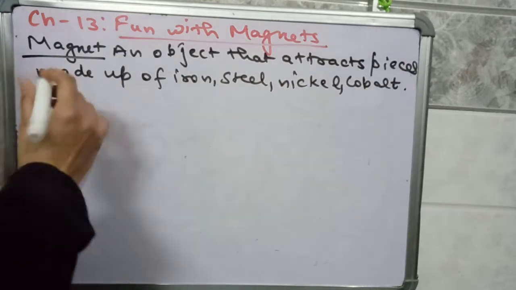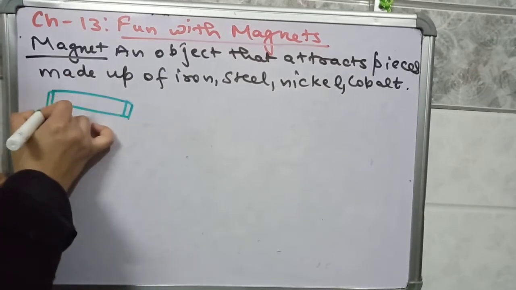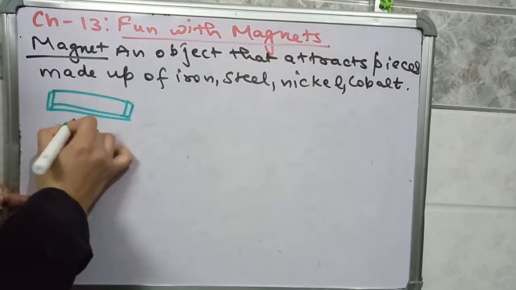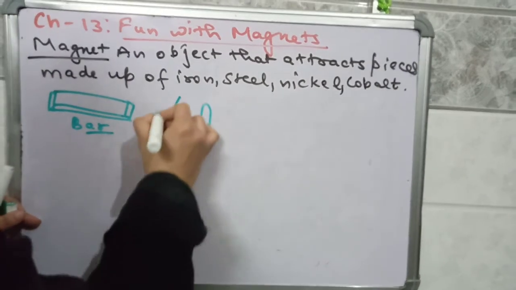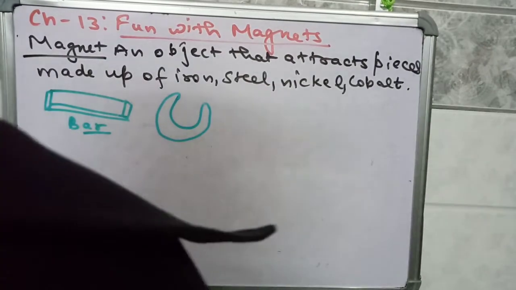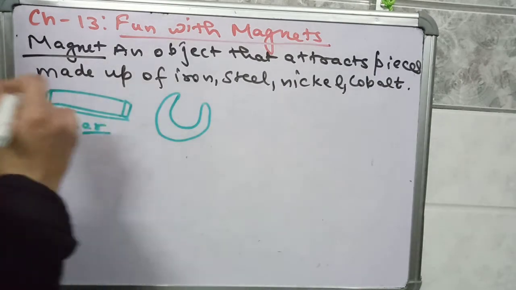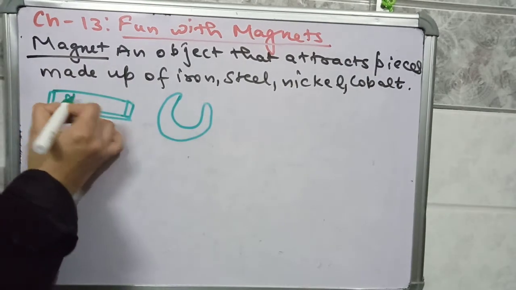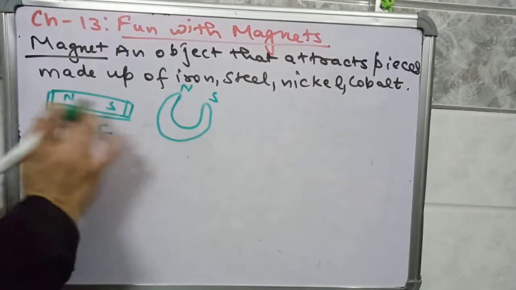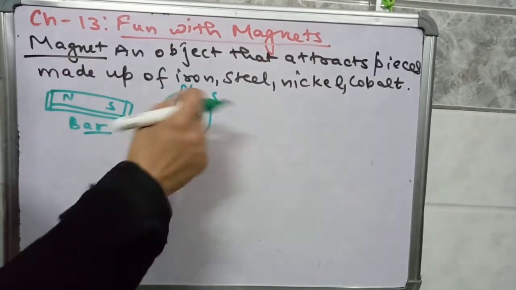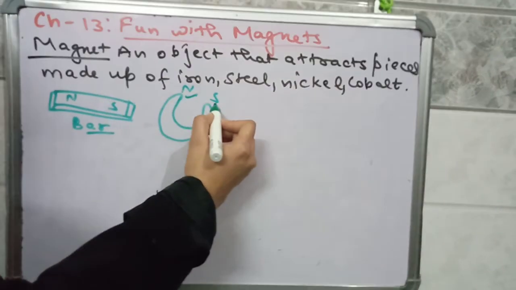Some magnets are bar shaped. Okay, they are rectangular shaped magnets, right. These are known as bar shaped magnets. Some magnets are U shaped. Okay, magnets have two poles, north and south pole, right. Magnets have two poles, north and south. So the north and south poles of a bar magnet are near its ends, and in a horseshoe magnet the poles are present at this point.